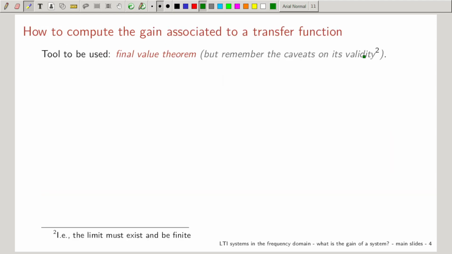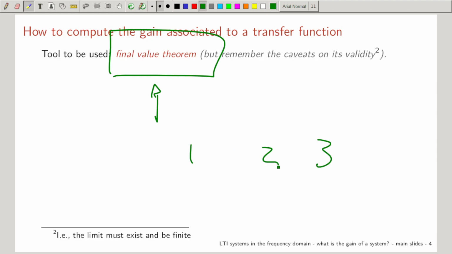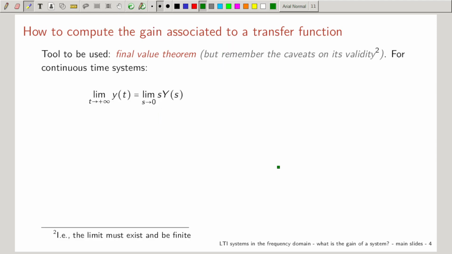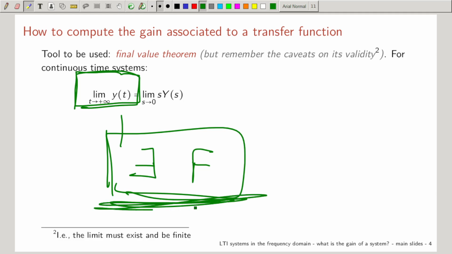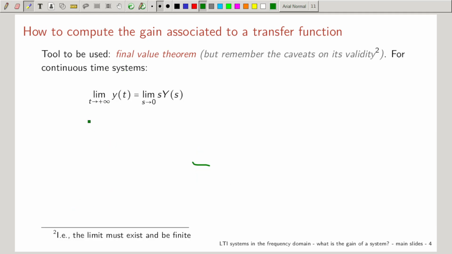Excellent. Well, perfect. So, how many of you heard about the final value theorem? 1: I know the final value theorem. 2: Never heard. 3: Kind of heard, but I'm not sure about it. I see several twos and few threes. Let's do it in this way. For continuous time systems, the final value theorem is this one. As soon as this limit exists finite, the final value is this limit here.